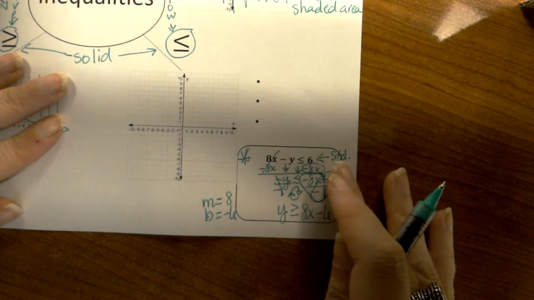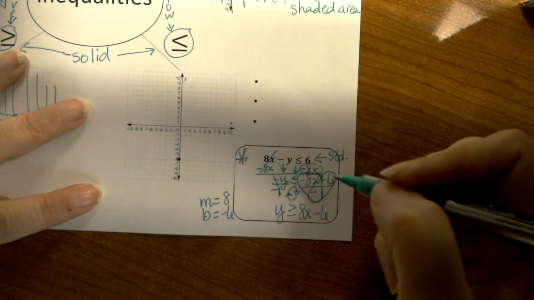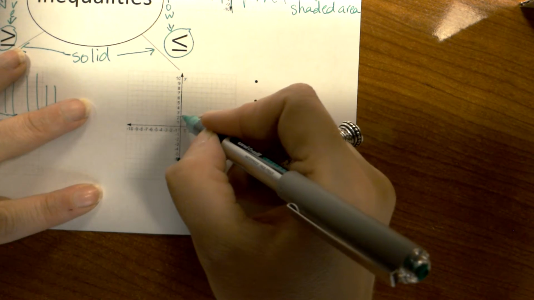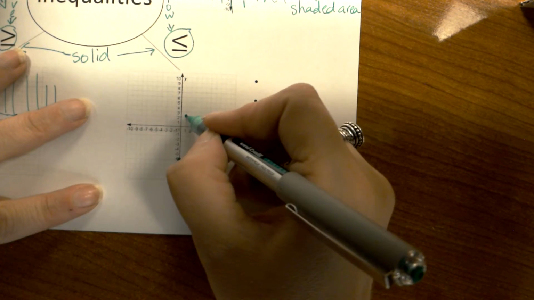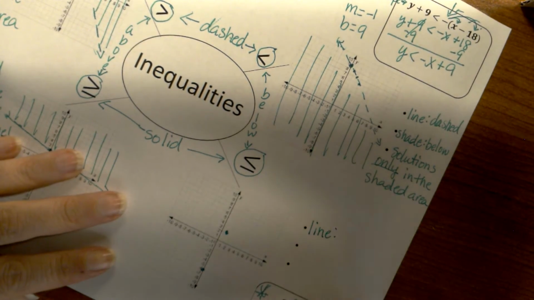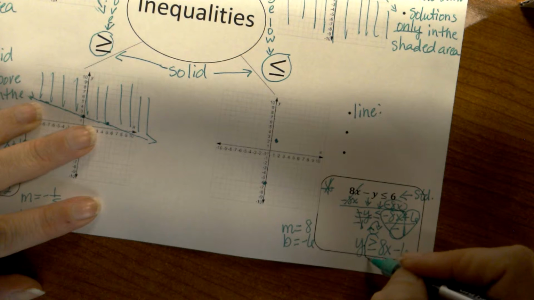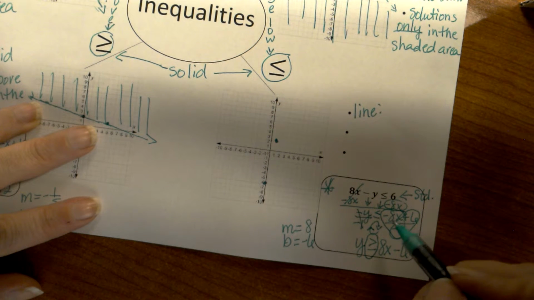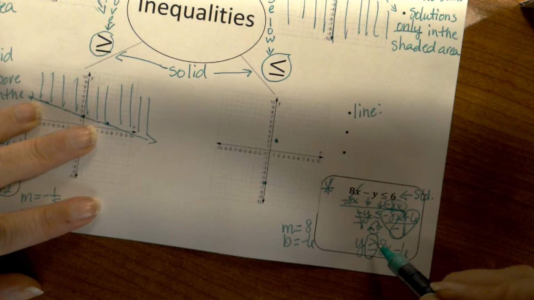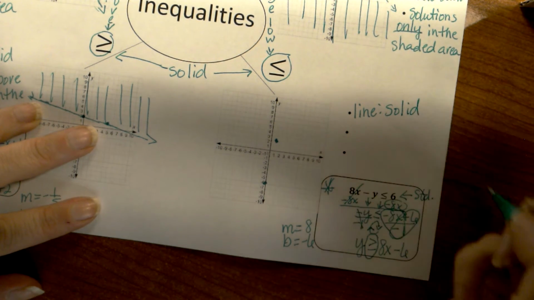So I'm going to plot those on the graph. So I have a y-intercept of negative 6, and then I'm going to go up 8 and right 1. Okay, and so I'm going to draw that line. Now, oh, I forget every time. So what kind of line is that? Is it going to be dashed or solid? So look at your inequality sign right here, and it's greater than or equal to. That means it includes what's on the line. So the line is going to be solid.